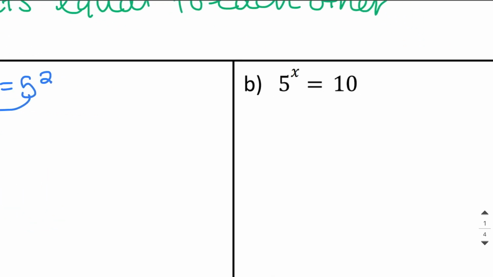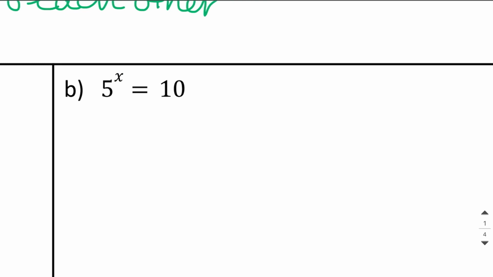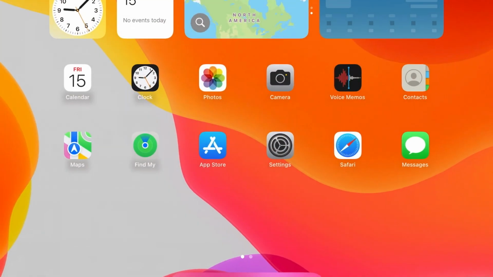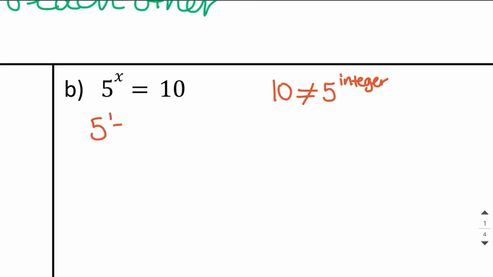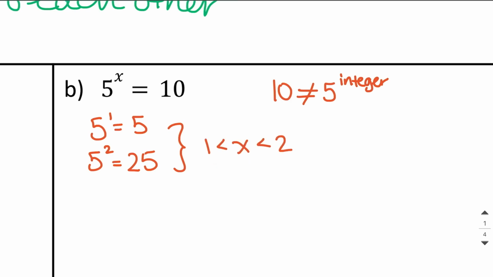But for example, in question B right here, 5 to the power of x equals 10. 10 is not equal to 5 to some kind of an integer, right? There's no possible way for me to do 5 to some integer. So I'm going to pull out my calculator and see what I can do with this. For starters, I don't need a calculator for this, but I know 5 to the power of 1 is 5. I also have 5 to the power of 2 is 25. So we know that x is going to be somewhere in between 1 and 2. But then we're going to use that to figure out how to get our actual answer.